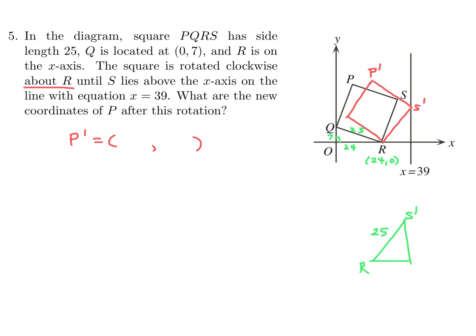And then what else can we do here? Well, this is 39. They already gave me that. So from R to here would be 39 minus 24, which is 15. I'll put 15 there. Then using Pythagoras, I can figure out this side. It'll be 20. 15 squared plus something squared would be 25 squared, and if you solve that, that would be 20. It's a very basic Pythagorean theorem.